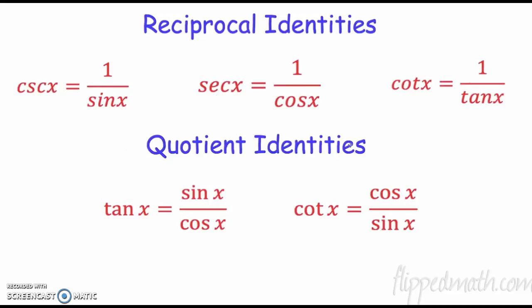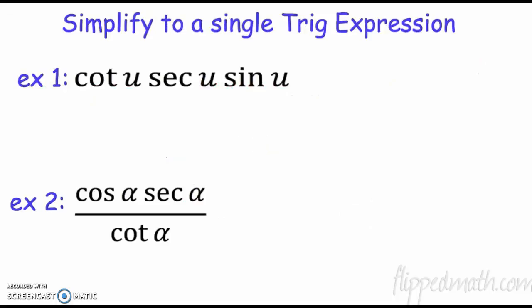Now down here we have our quotient identities. In other words, tangent x, if I were to write it in sine and cosine, would be sine divided by cosine. And then, of course, the reciprocal cotangent x would be cosine over sine. These are things you want to make sure you know, and the quicker you know them, the better off you're going to be doing these trig identities.